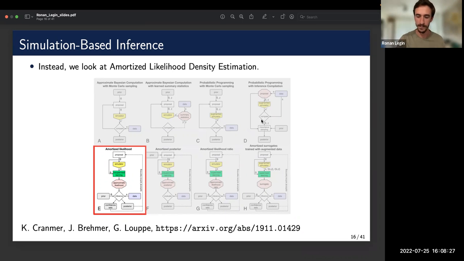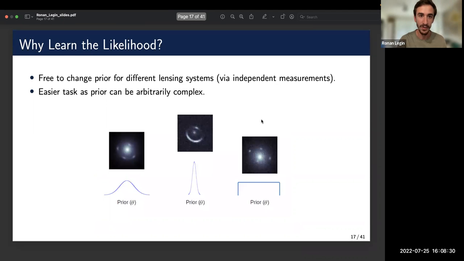So why would we want to learn the likelihood versus doing, let's say, Bayesian neural networks or amortized posterior? It's because the likelihood is independent of the prior. And so the neural network, when it's training, does not need to implicitly learn the prior, as it would if it were learning the posterior. And if you learn the likelihood and use it with an MCMC, then you're free to choose whatever prior you want. This is great because the prior can be arbitrarily complicated, which would make the neural network training even more difficult in the case of amortized posteriors.